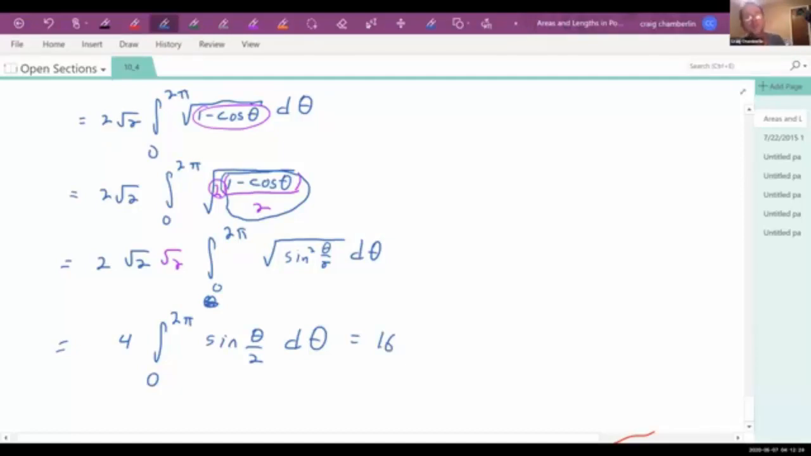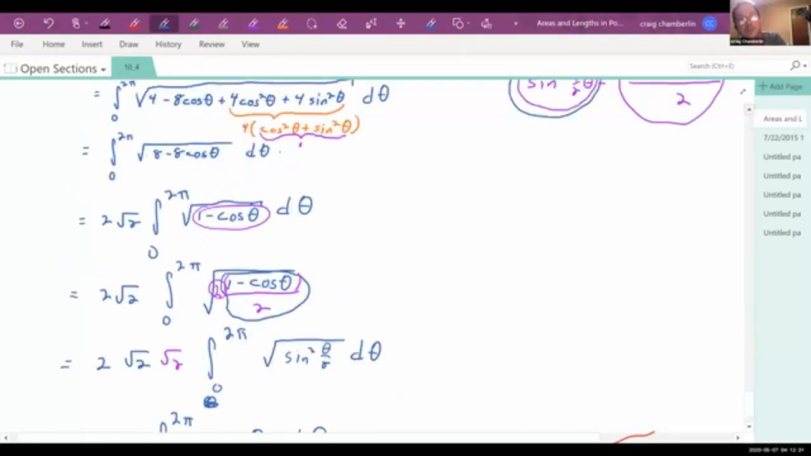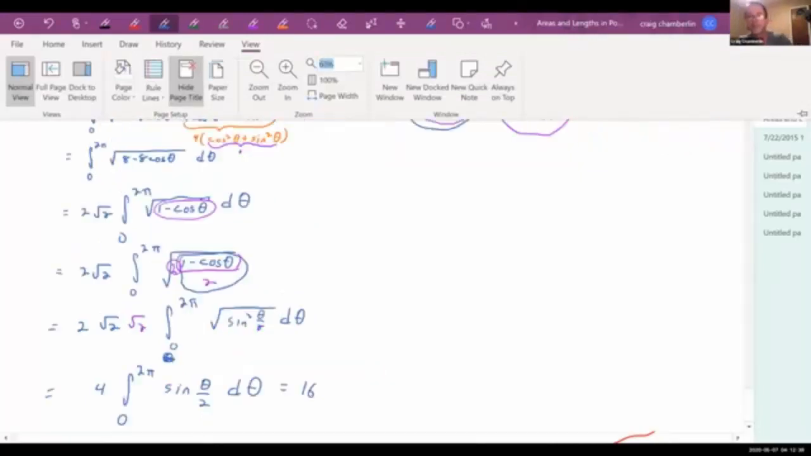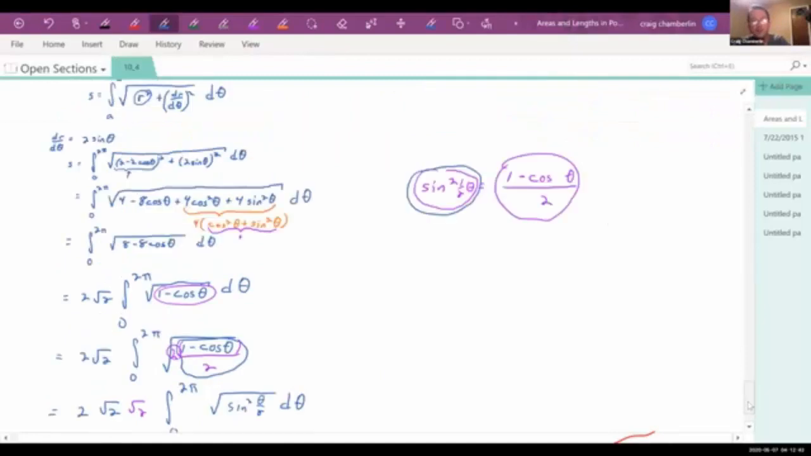So I showed you the 2 tricks I wanted to show you: using the power reducing identity in reverse, and then also using the cosine squared plus sine squared theta identity. I didn't quite get to finish the integral, but that's okay. Any questions on that?